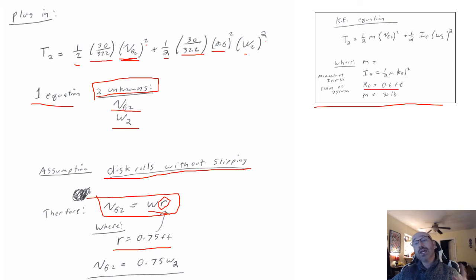So we now have a relationship between our two unknowns. Our two unknowns were V and omega. So now we have a relationship between V and omega there. So V sub G2 is equal to 0.75 times omega-2.